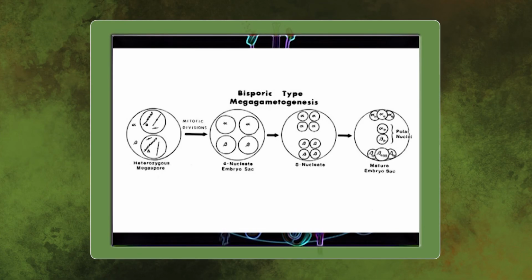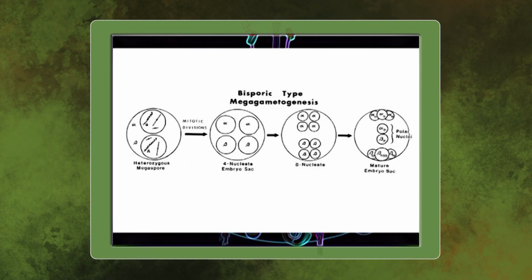Now the bisporic embryo sac. In this type, 2 megaspore nuclei take part in embryo sac formation. Here, the first meiotic division is followed by wall formation so that a dyad is formed. Only one of the dyad cells undergoes the second meiotic division, whereas the other one degenerates. In the functional dyad cell, wall formation does not occur after the second division, and both the megaspore nuclei contribute to the formation of the embryo sac.